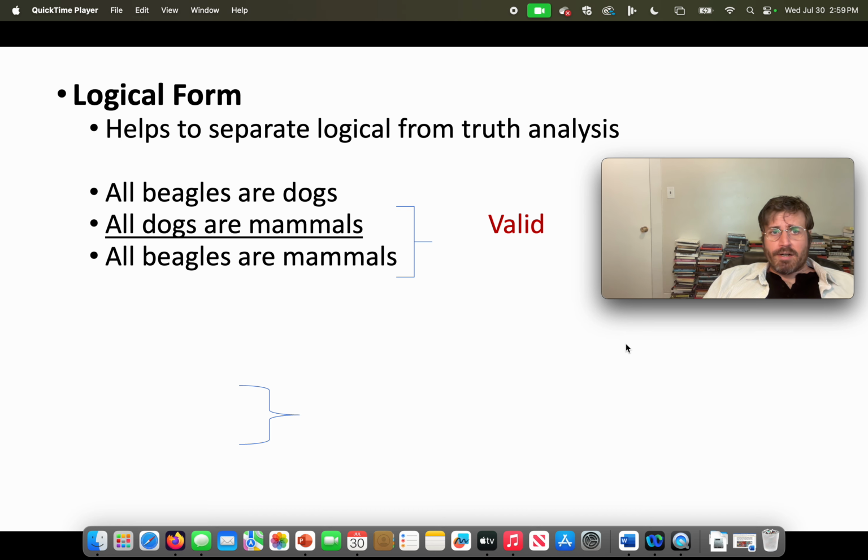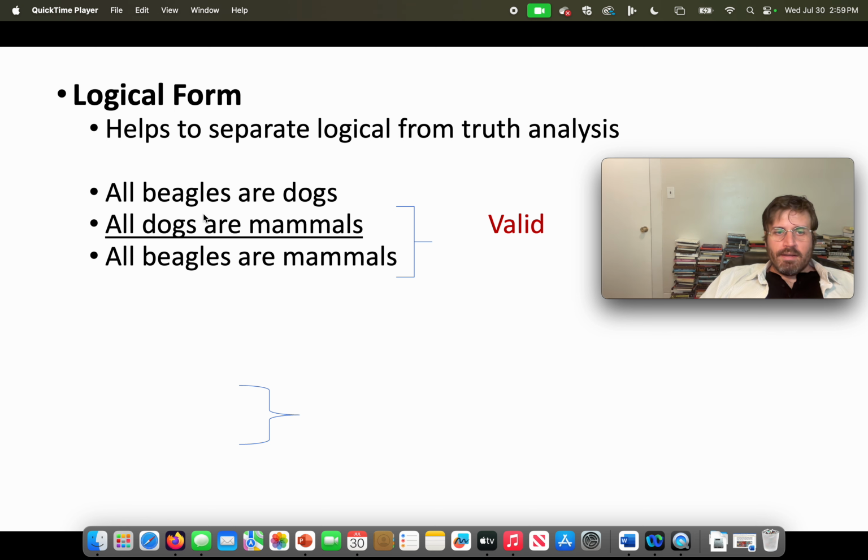So we have an argument here that's another three-parter. The first premise is all beagles are dogs. The second premise is all dogs are mammals. Therefore, all beagles are mammals. And notice we are using our horizontal line to indicate the partition of the premises from the conclusion.